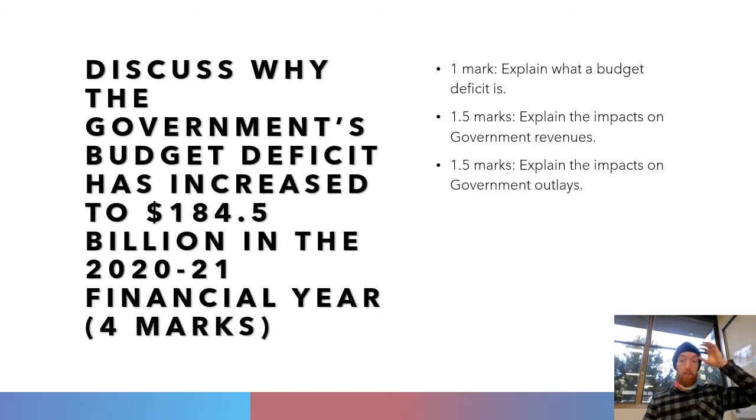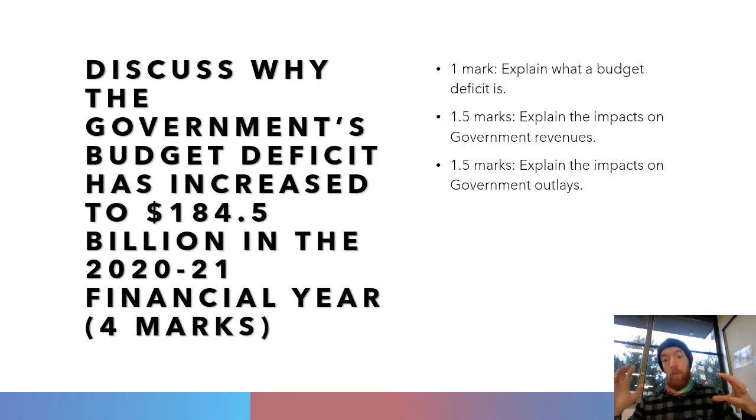So this is a question I made up based on the announcements yesterday about what the budget deficit will be for 2021. So if we had a question that was: discuss why the government's budget deficit has increased to 184.5 billion in the 2020 to 2021 financial year. A discuss question is probably going to be worth about 4 marks, and discuss is always going to be either strengths and weaknesses, advantages, disadvantages, or multiple different effects.